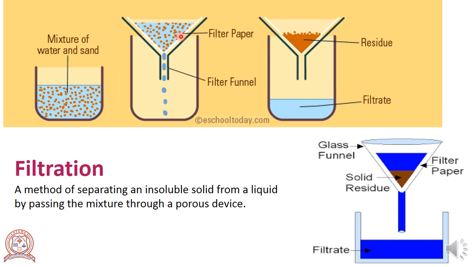We use water filters to remove solid impurities from drinking water. We use a ceramic porous pot as a filter. All these are methods of filtration. So what is filtration? Filtration is a method of separating an insoluble solid from a liquid by passing the mixture through a porous device.